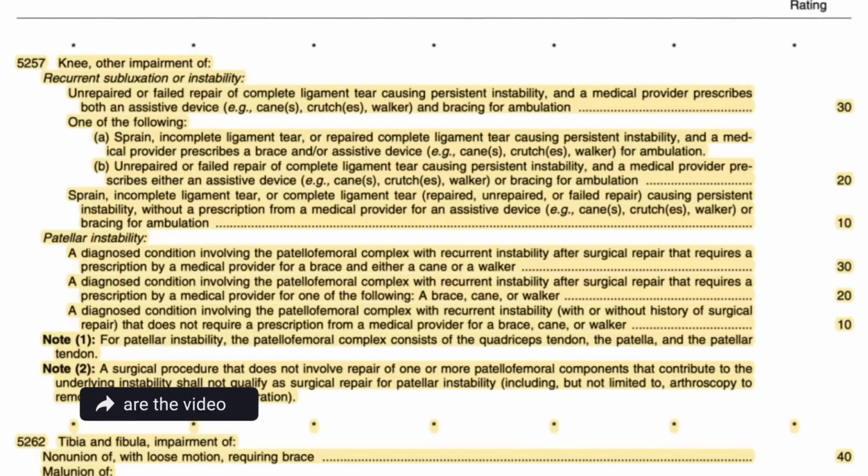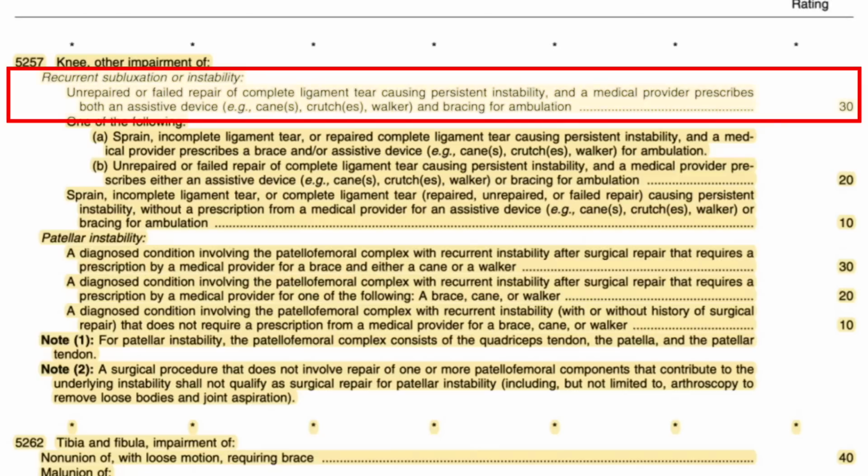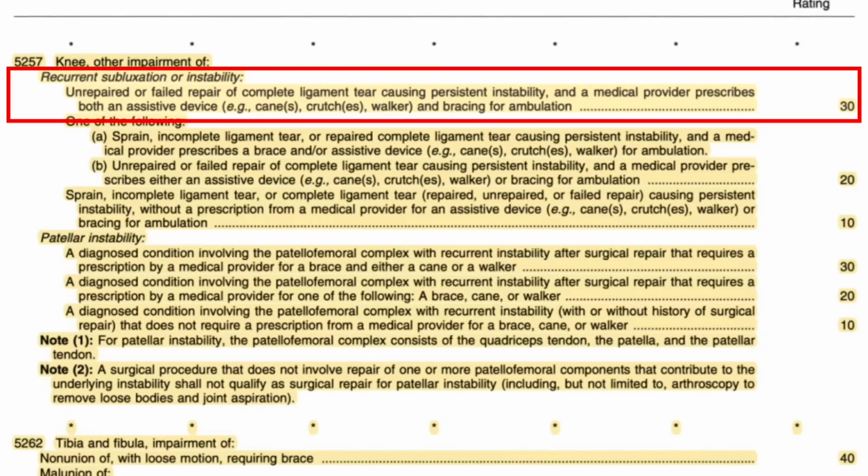So the 30% rating, that's real bad. That means you have a complete ligament tear. There are 4 ligaments in the knee that all keep the femur and the tibia stable on top of each other. So the 30% rating is for an unrepaired or failed repair of a complete ligament tear. If a surgeon tries to repair your ACL or your PCL and they fail at that, or they haven't fixed it yet, your knee's probably going to be pretty darn unstable and giving out on you.